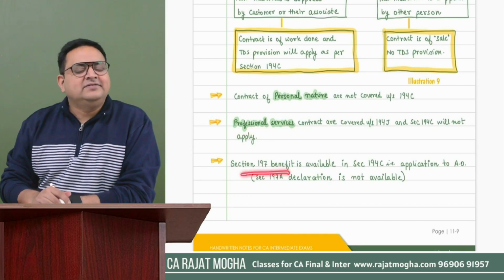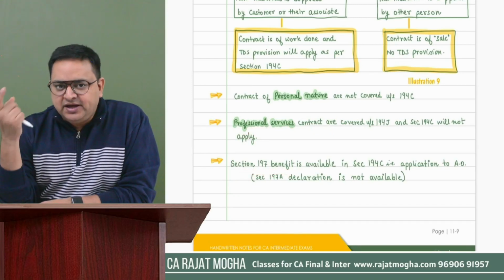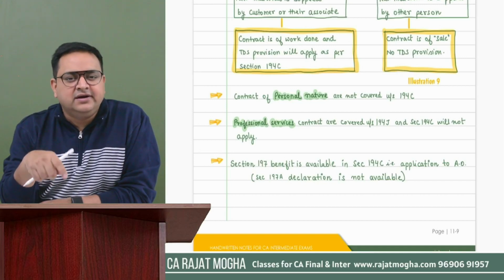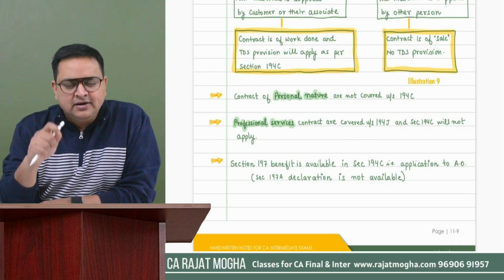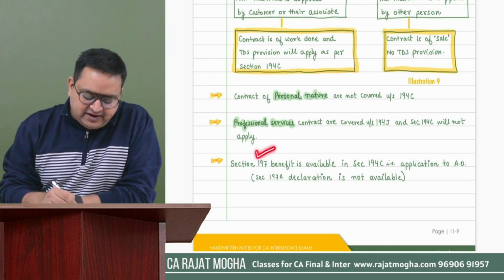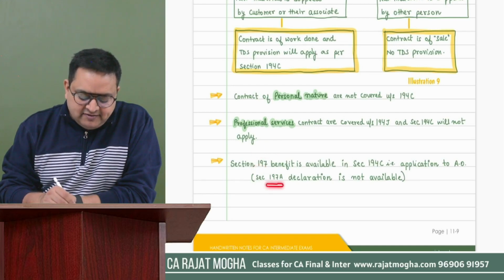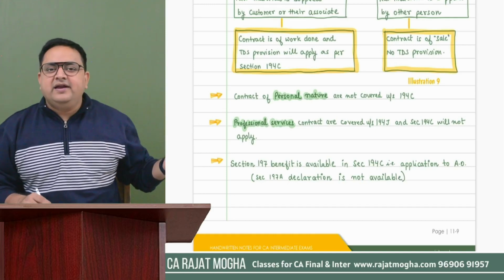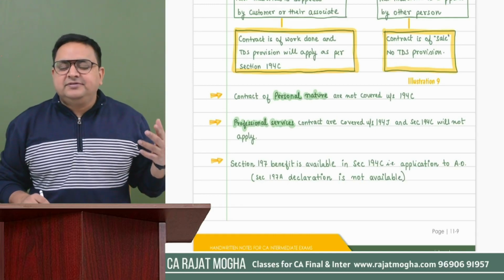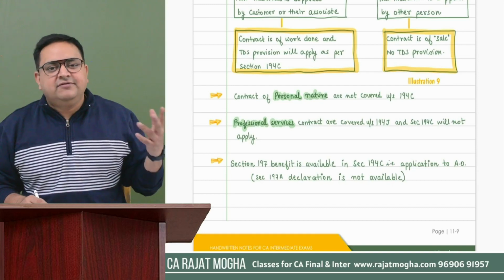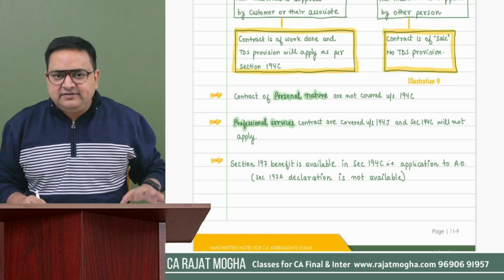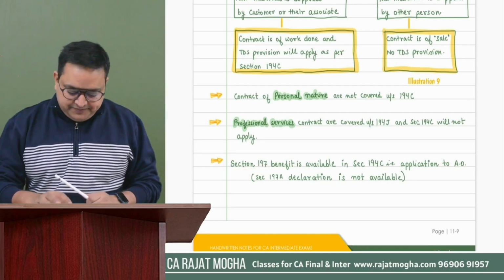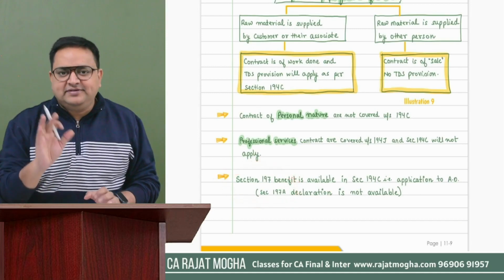And section 197, what is section 197? We can approach the AO and seek his permission that we don't want TDS deducted, or that TDS be deducted at a lower rate. So that relaxation is available under section 194C through 197. But the 197A declaration is not available. What is the 197A declaration? We give a declaration in form 15G, and if the person is a resident senior citizen, they can give a declaration in form 15H. That is not available over here. Only the section 197 benefit can be taken. Not very important from an examination point of view.